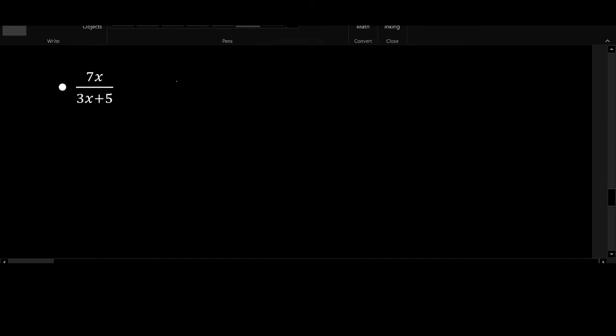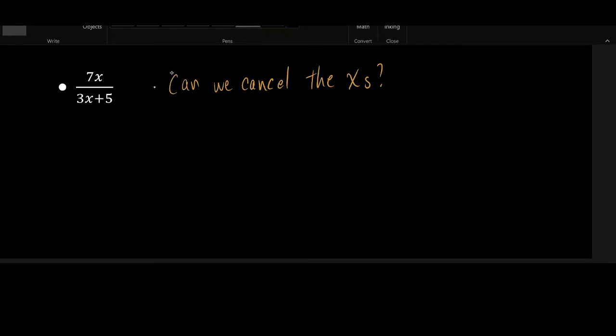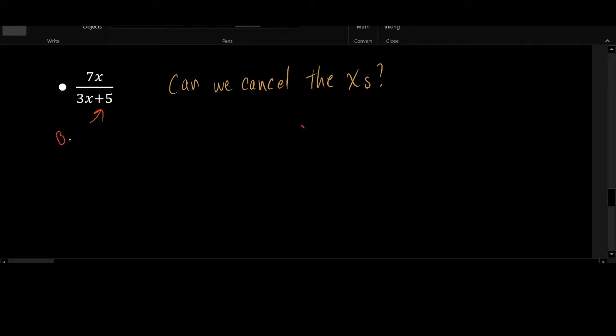Now let's try it again. We have 7 times x over 3 times x plus 5. Can we cancel the x's? Again, no. And the problem is again the plus sign here in the denominator. Even though the x in the bottom is being multiplied by 3, that product is in contact with a plus sign in the fraction. And because of that, x is not a factor of the denominator. So we cannot cancel the x's in this example either.